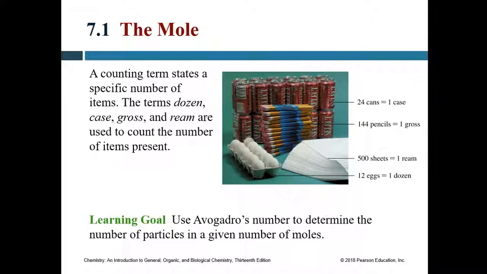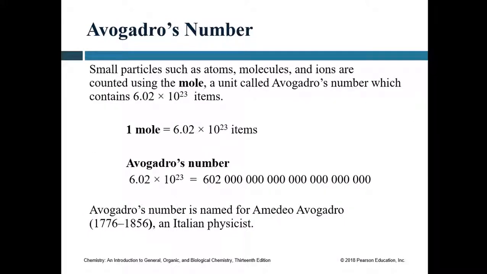In this section, our learning goal is to use Avogadro's number to determine the number of particles in a given number of moles, and vice versa. Small particles, like atoms, molecules, and ions, are counted using the mole, a unit called Avogadro's number. Avogadro's number is 6.02 times 10 to the 23rd items. And you go, what do you mean items? Well, we're using it as atoms or molecules.